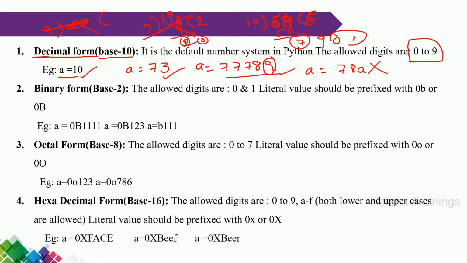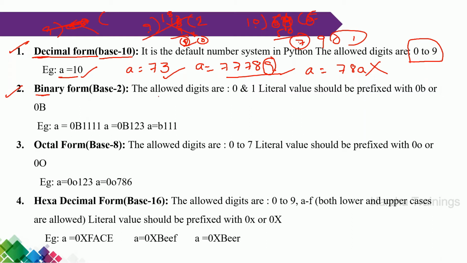It is not a decimal number. Each and every digit must and should be between 0 to 9. That is a decimal number. Next one is the binary number. Binary in the sense base 2. Obviously, if you are dividing any number by 2, the remainders are 0 and 1.